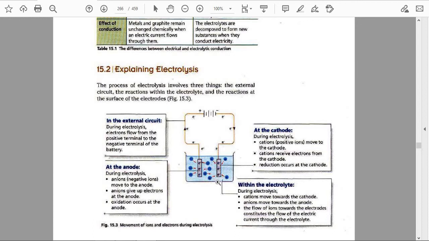How about within the electrolytes? During electrolysis, cations move toward the cathode, and anions, which are the negative ions, move towards the positive electrode. These two you have to take note of. The flow of ions towards the electrodes constitutes the flow of electric current through the electrolyte. So this explains the movement of ions and electrons during electrolysis.